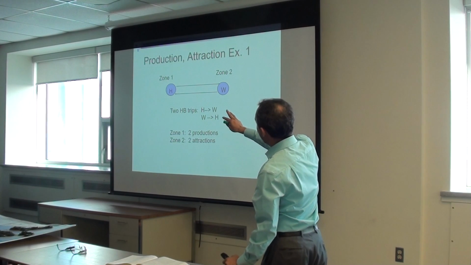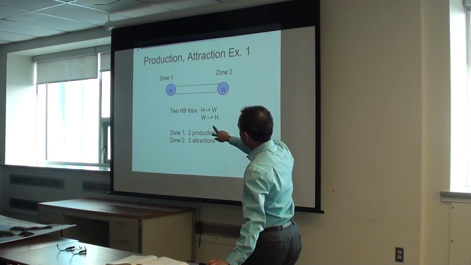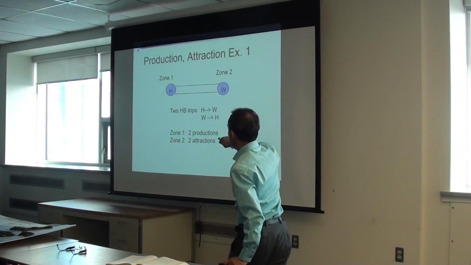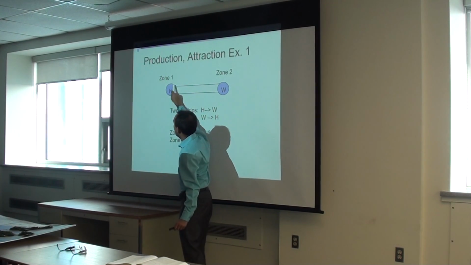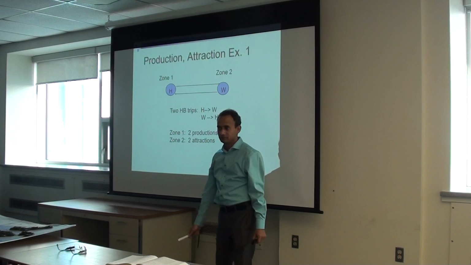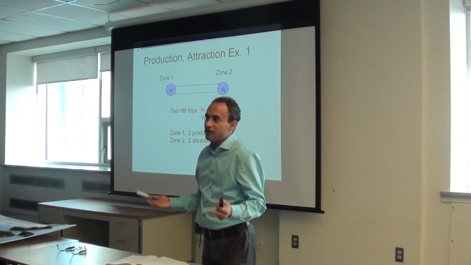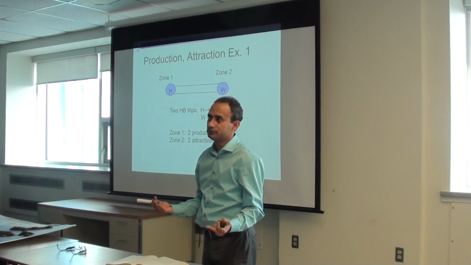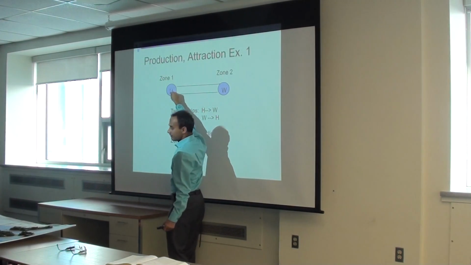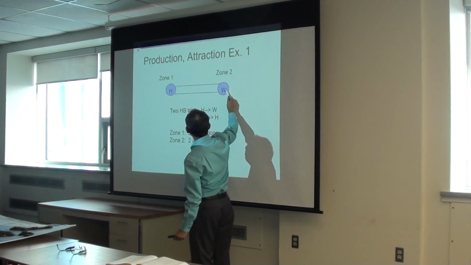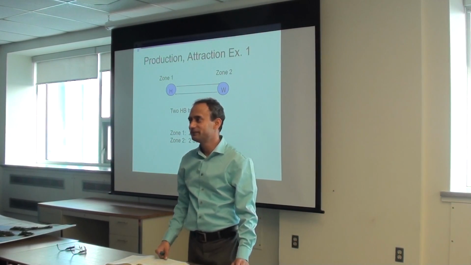So you can see home zone 1 and work zone 2. We have two home-based trips, right? Home to work and work to home. And zone 1, my home zone, has two productions. Do you agree with that? Because any trip end that goes to home is a production for that zone. So it has two productions here. And zone 2 has two attractions. Clear?